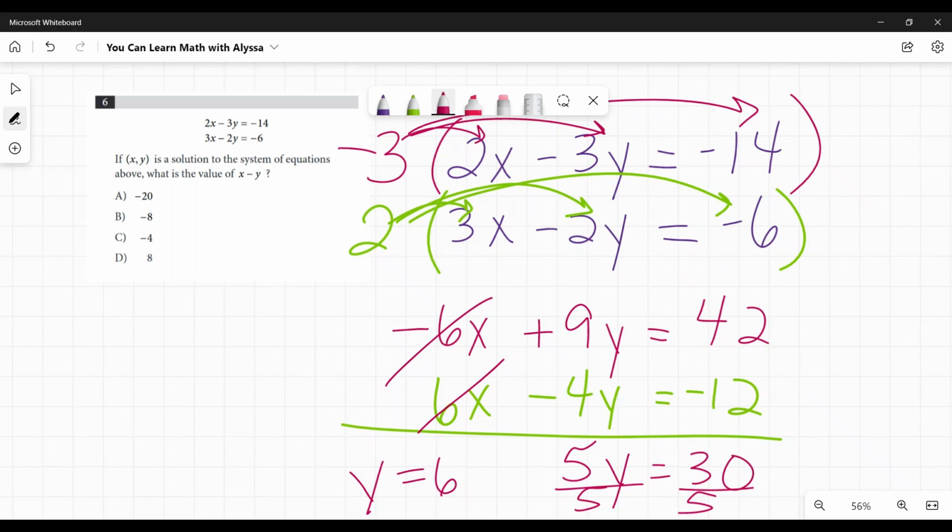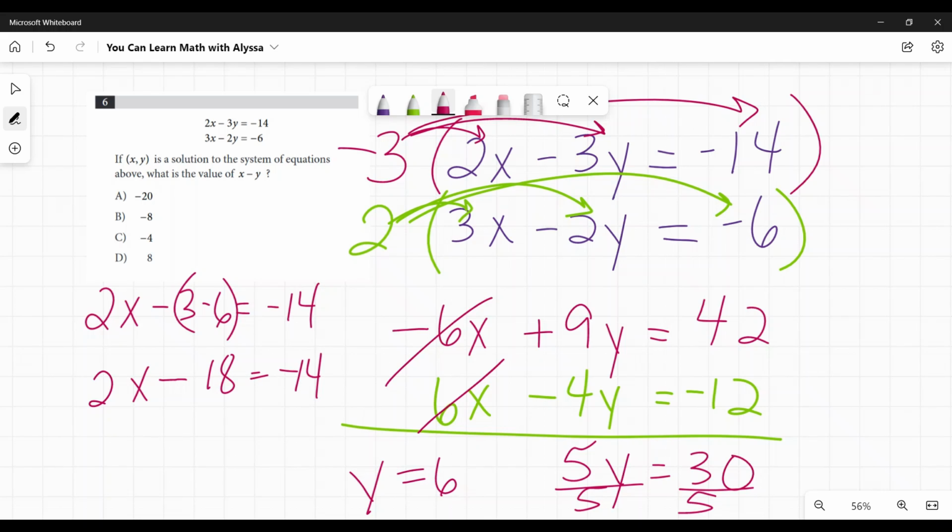I can use either of these two equations. I'm going to use the first one and say 2x minus 3y equals a negative 14. If y is 6, I'm going to just replace that there. So 2x minus 3 times 6 is 18 equals a negative 14. So 2x minus 18 equals negative 14. I'm going to add 18 to both sides, and I get that 2x is equal to 4. Divide both sides by 2 to get rid of that 2, and I find that x is equal to, a very sloppily written, 2.